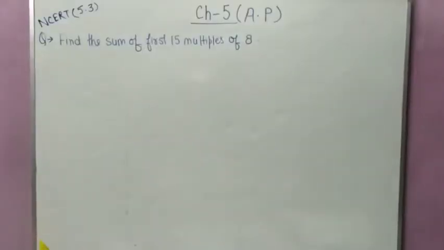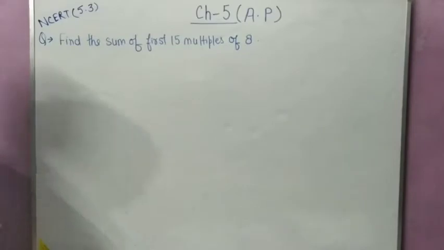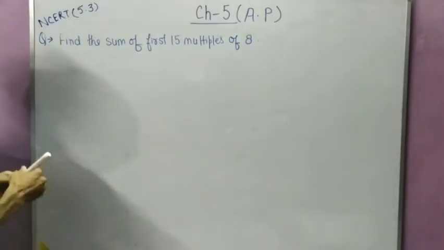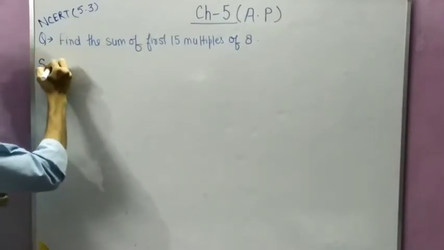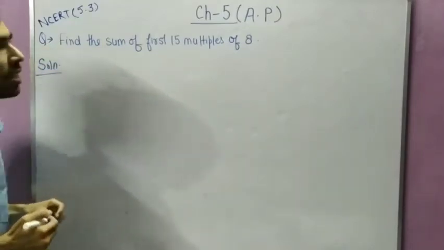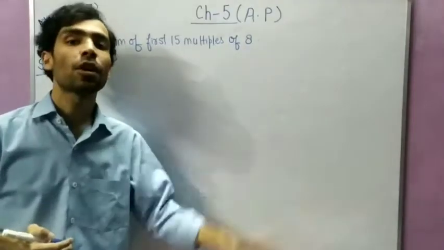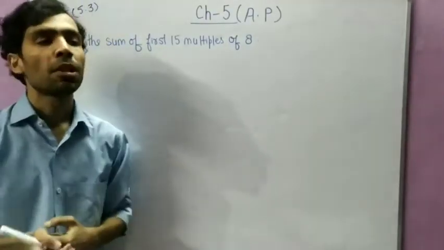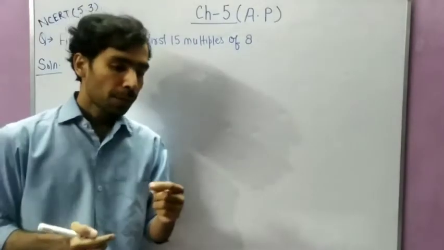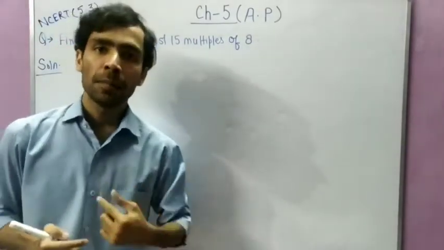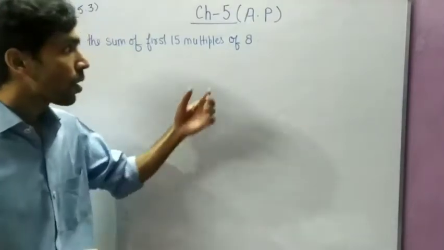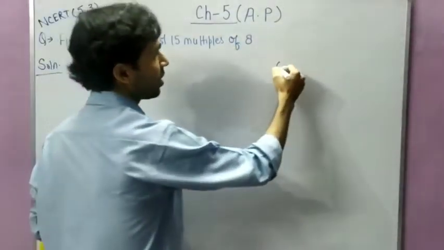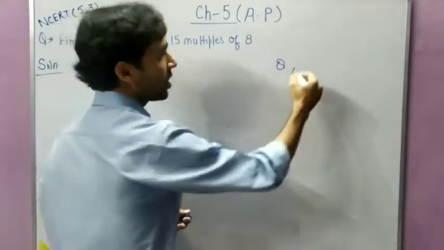Now student, the next question is also from NCERT 5.3. So I should tell you this type of question also. So see, what we have to do: find the sum of the first 15 multiples of 8. First 15 multiples of 8. Now what is a multiple? When we tell the table of any number, that is known as the multiples. So the first multiple of 8 will be what, student? 8. Then the second multiple will be 16.